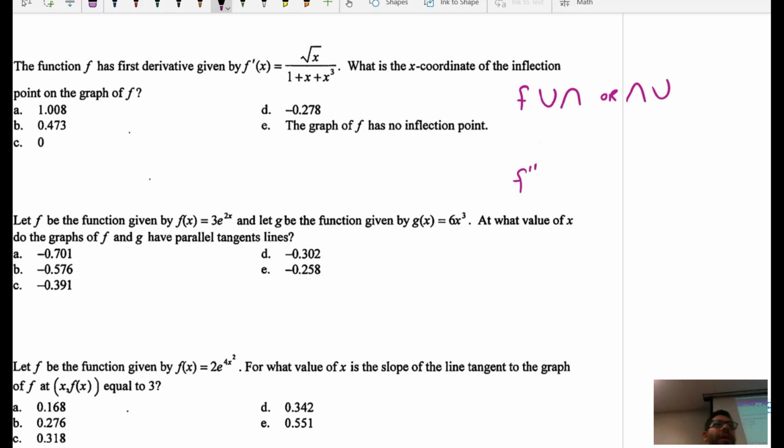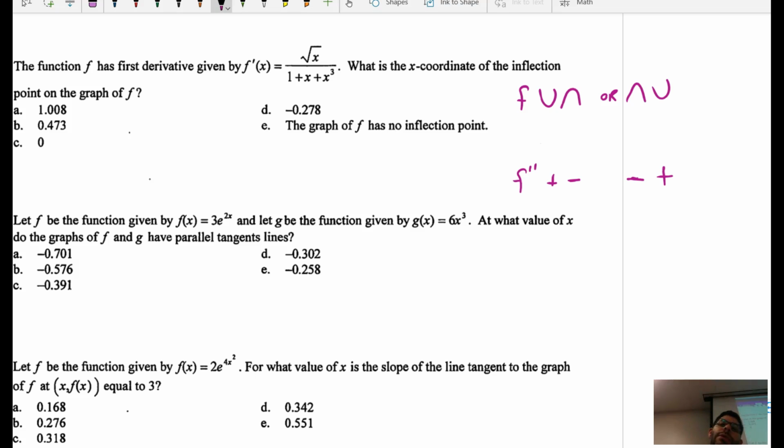What would be happening for f double prime if the concavity is changing? Positive to negative or negative to positive. So a change in sign. Are we looking at f double prime? So either we're going to derive f prime to turn it into f double prime. Why would we not want to do that here? Like, how would we derive this? Quotient rule. And so a lot of work to do quotient rule here.